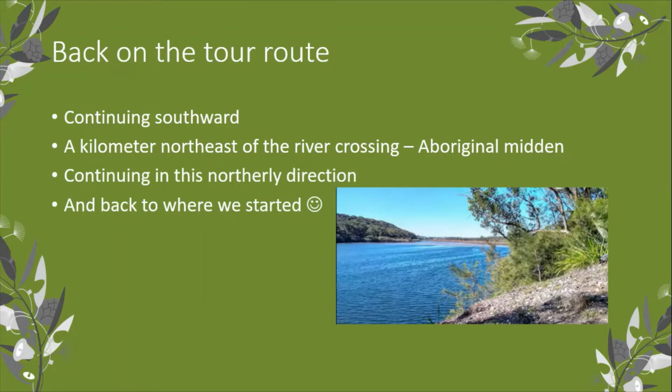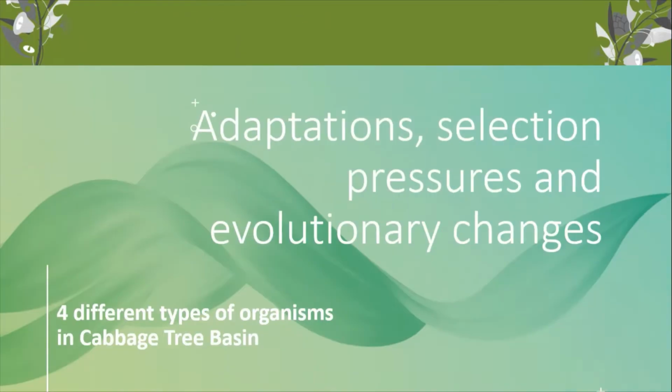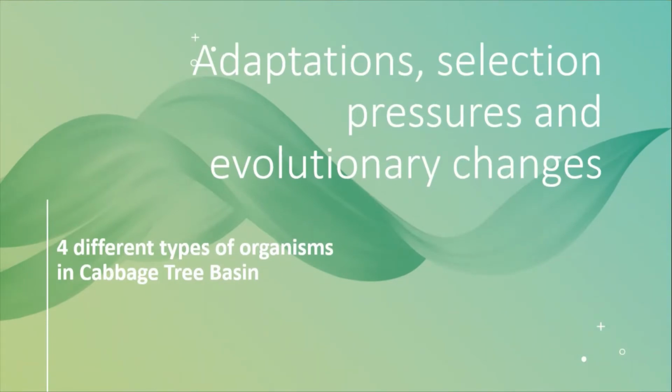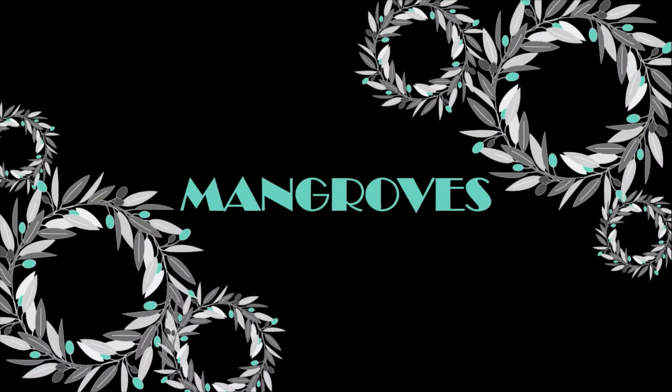These directions for the tour route are reliable as many people have visited these areas. Technology today allows us to even view the path via Google Maps, which gives us an accurate and valid perspective and image of its environment. Now I'll be exploring 4 different types of organisms which can be found in the Cabbage Tree Basin, and I'll be discussing their adaptations to their environment, selection pressures, and also investigating evolutionary changes in the organisms.